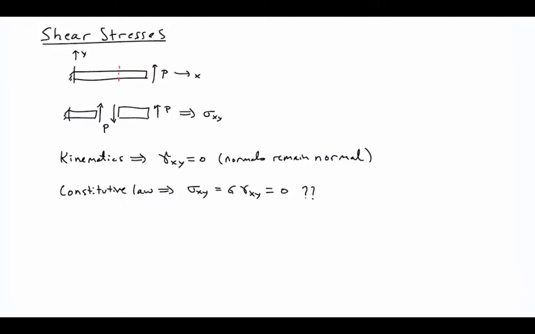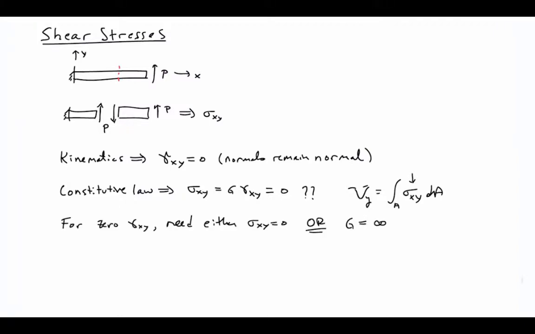But that seems to be in contradiction to the fact that I actually have shear forces, because recall that the shear force in the y direction is equal to the integral over the cross-sectional area of sigma xy dA. And so if sigma xy is equal to 0, how is it possible that Vy is going to be non-zero in this case?